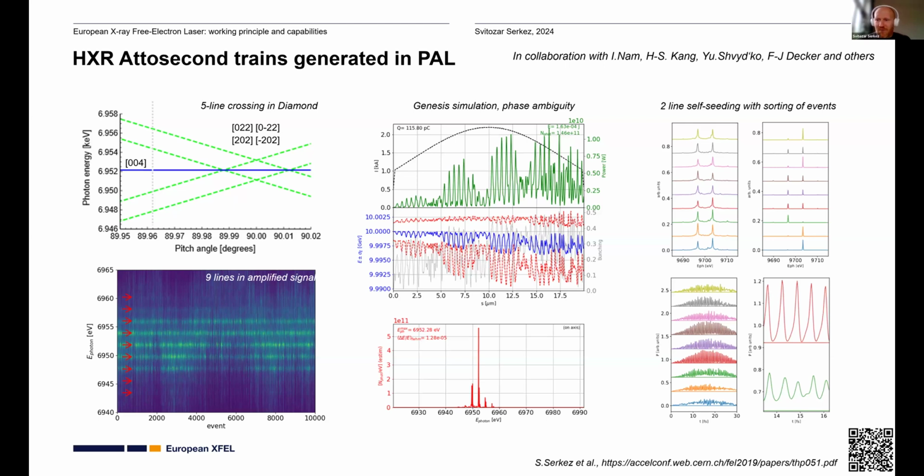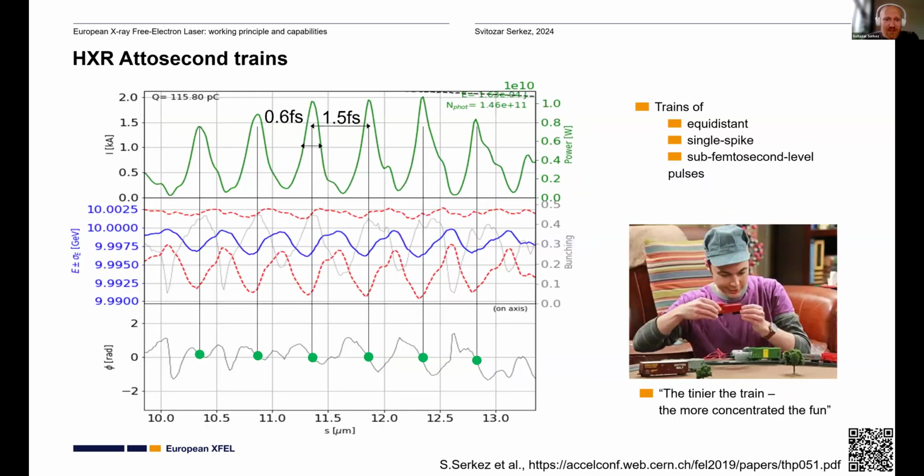But because of nonlinear effects at the end of the undulator, when you already saturate, you see the emergence of other lines that indicate that you end up with a train of attosecond pulses. That was also very interesting for us to demonstrate. We did it at PAL-FEL in Korea. So yeah, these are trains of attosecond pulses of 600 attoseconds separated by 1.5 femtoseconds or so.